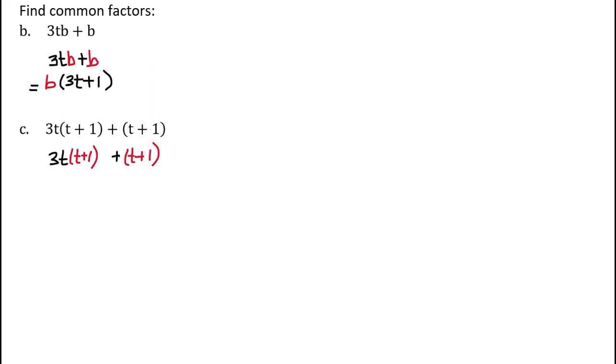Example 3 is very similar to example part B. We have 3t multiplied by binomial t plus 1 plus the same binomial t plus 1. So that's going to equal, well, I can see the common factor. I've rewritten it so that it's in two different colors. And the common factor is still t plus 1, isn't it? It's very similar to the one we saw above, multiplied by 3t plus 1.